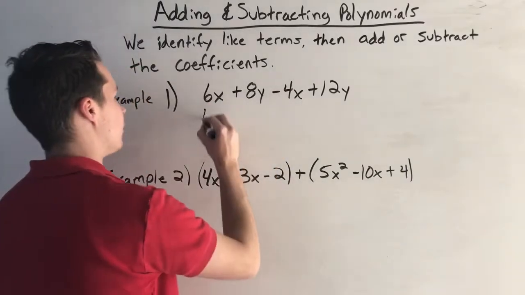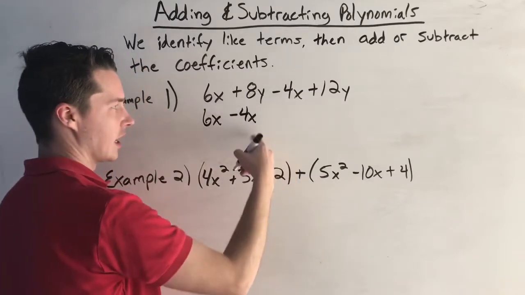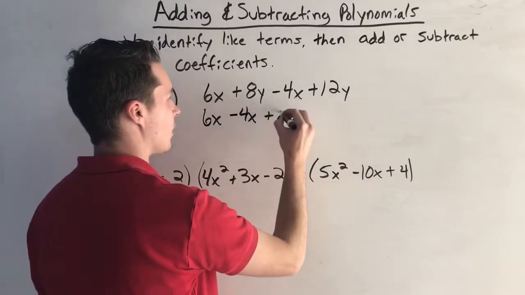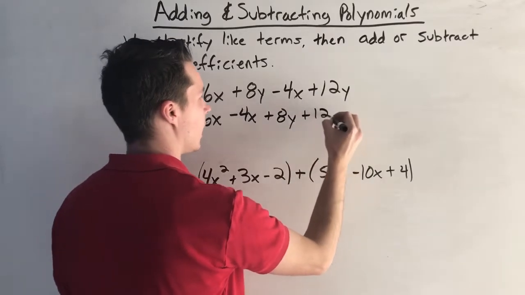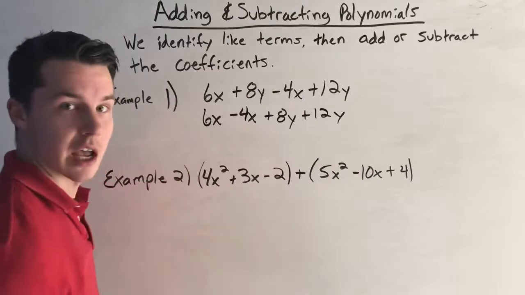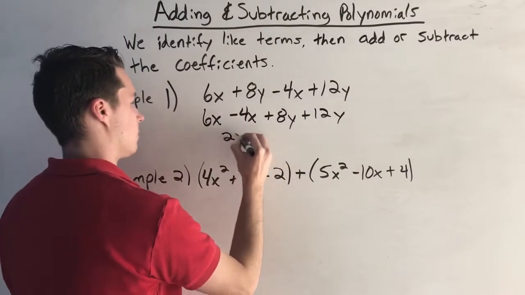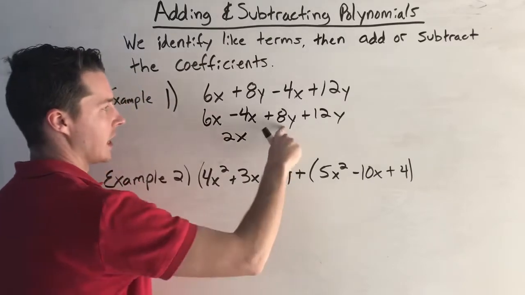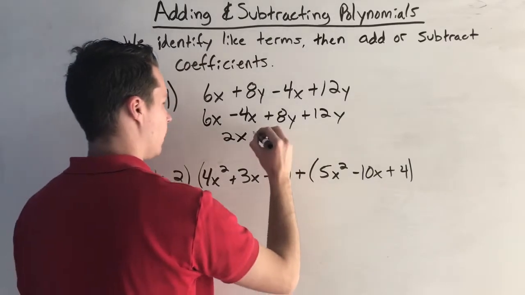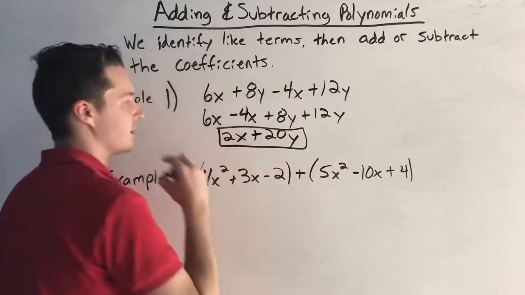So here we go. If we have 6x, we're going to rewrite it, minus 4x, okay? Bring them together. And then we have our 8y plus 12y. Now we have our like terms, and now we're just going to add or subtract the coefficients. Well, 6x minus 4x, that'll give us 2x. And then 8y plus 12y, that'll give us plus 20y. You just carry the sign.